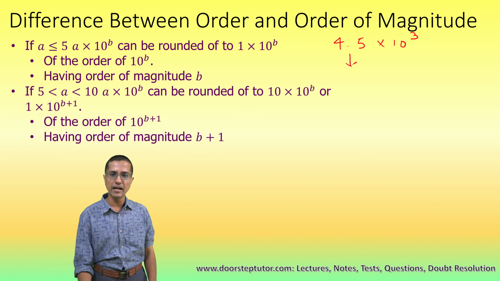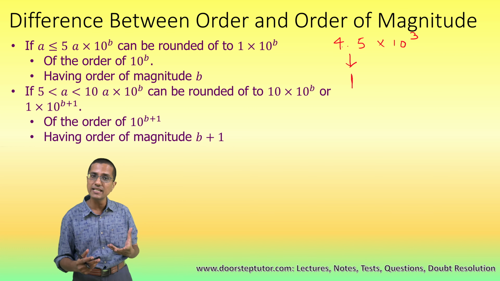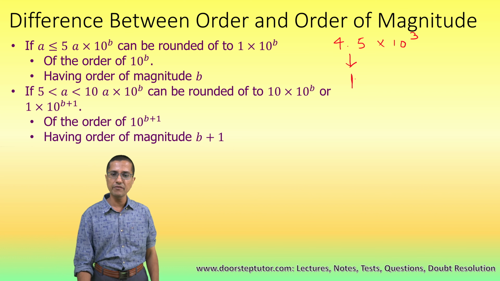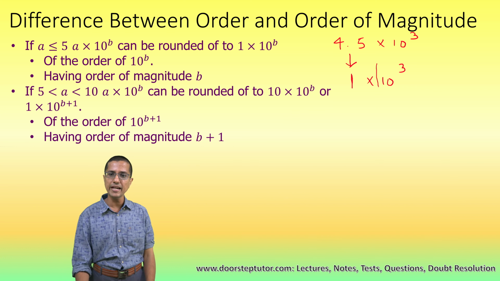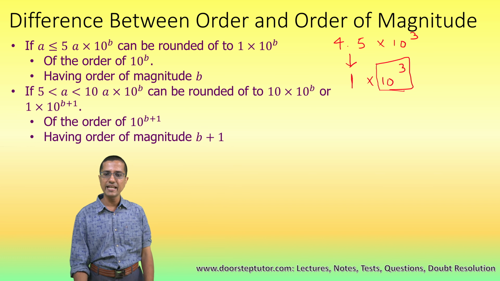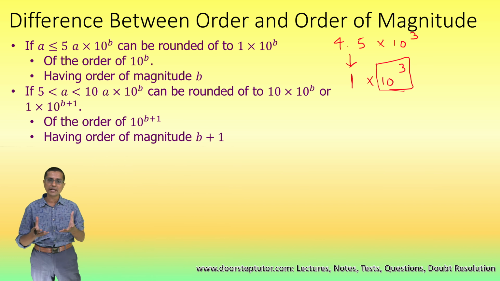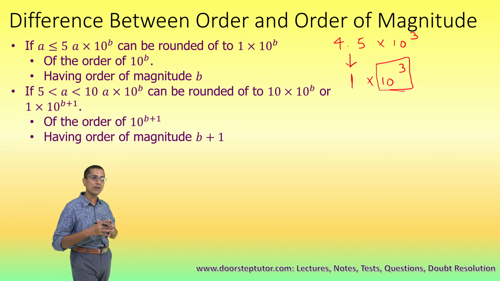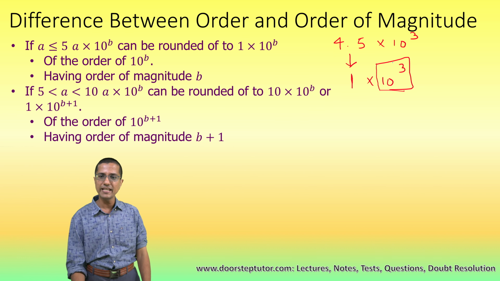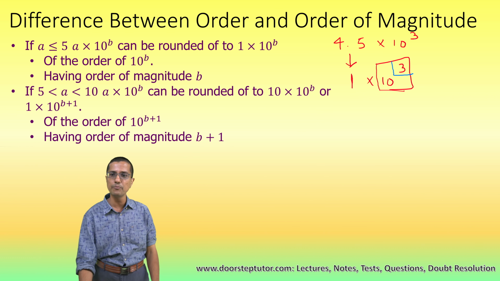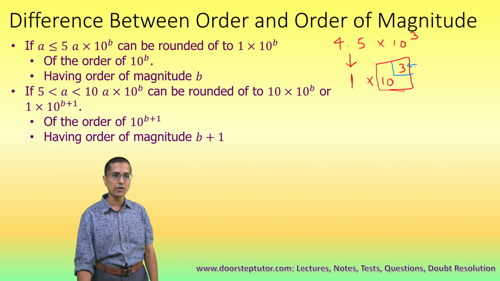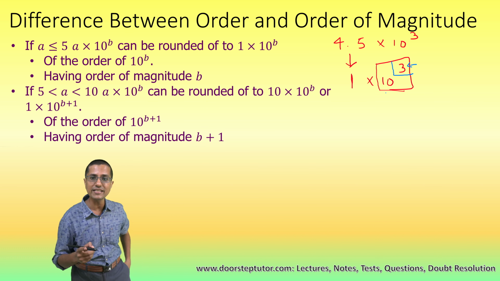So we round off the a. In this case, because a is less than 5, we convert it into 1, and this becomes 1 into 10 raised to power 3. Now, looking only at this 10 raised to power 3, we say that the order of this number is 10 raised to power 3, and its order of magnitude is just 3. That is the value of b. So the order of magnitude is 3 and the order is 10 raised to power 3.